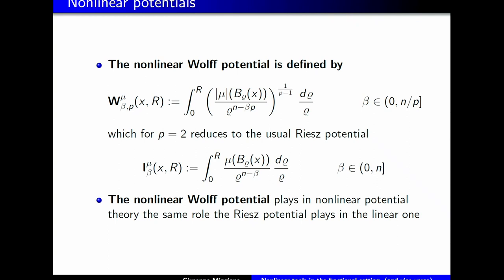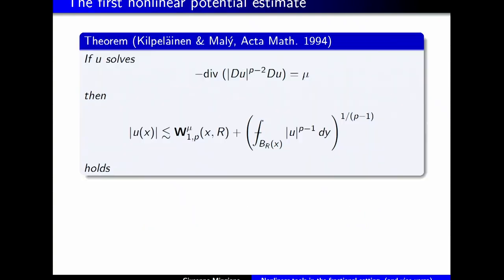So you want to introduce the scaling, and then you create this new potential. This, for p equals 2, not surprisingly, reduces to the classical Riesz potential. So the orthodoxy in nonlinear potential theory is that whenever you have a degenerate operator and p is different than 2, then you go to this Wolff potential and you try to adapt the results.